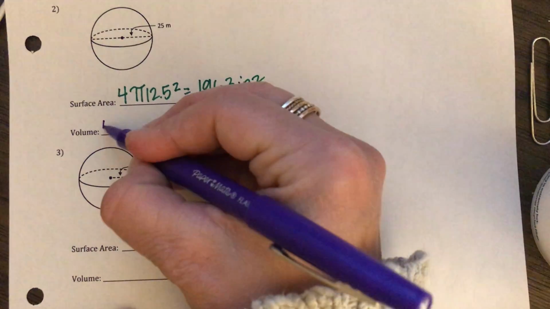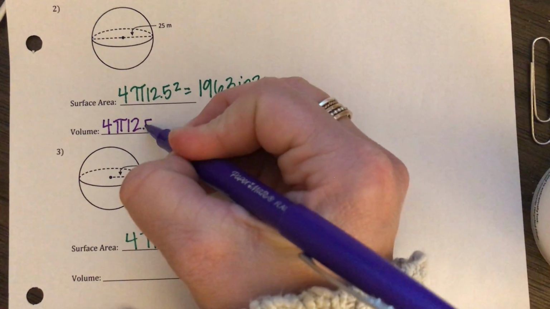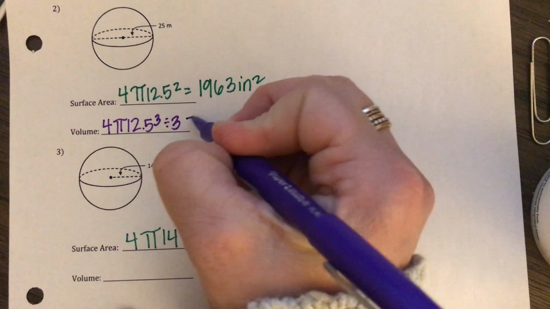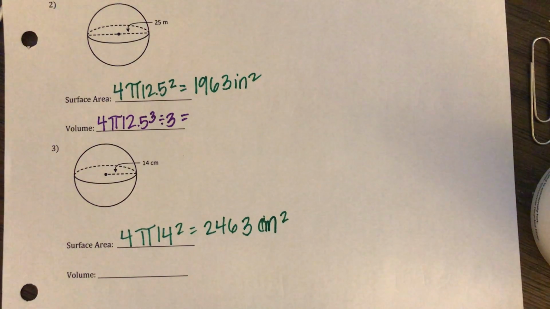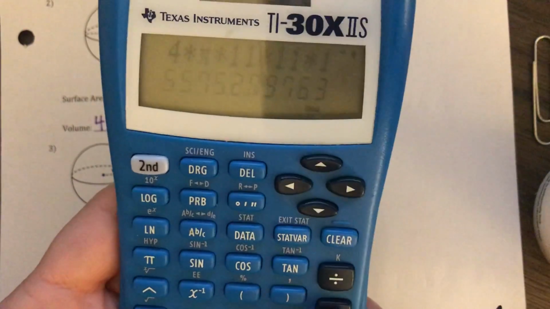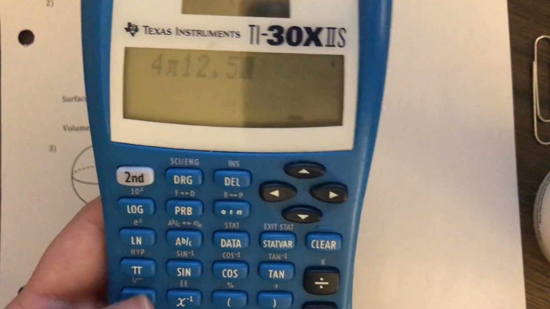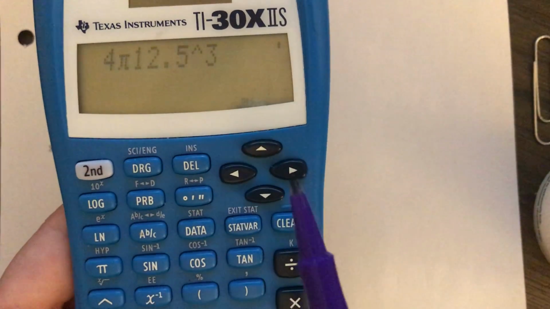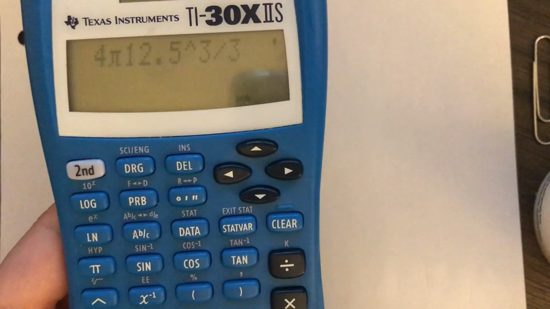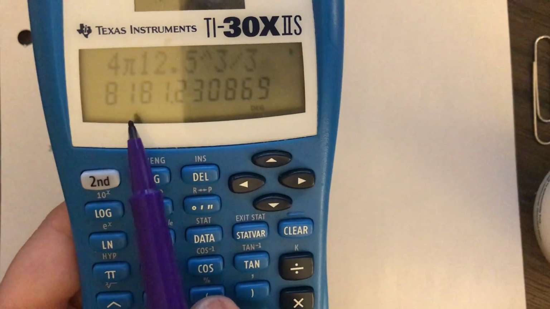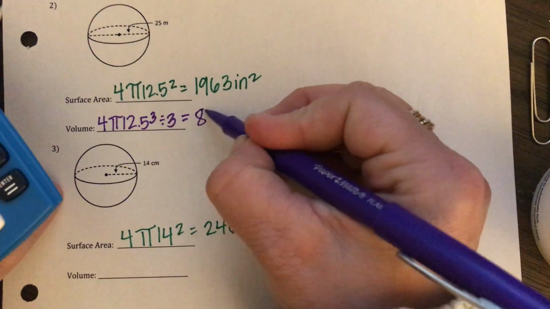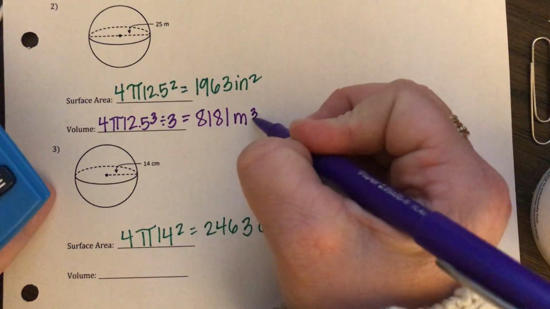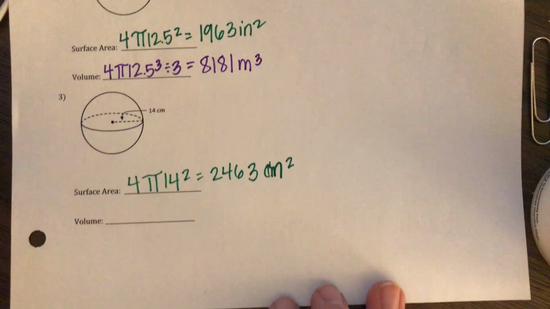Okay, number 2. So we're going to type in 4 times pi times the radius to the third power divided by 3. Because that is the formula up at the top, 4 pi radius cubed divided by 3. So 4 times pi times the radius to the third power, or 12.5 times 12.5 times 12.5, and then divided by 3, and I got 8,181 meters cubed, and it's cubed because it's volume.